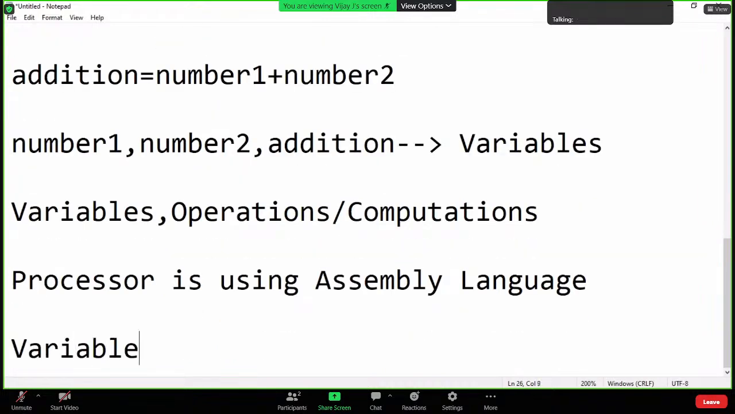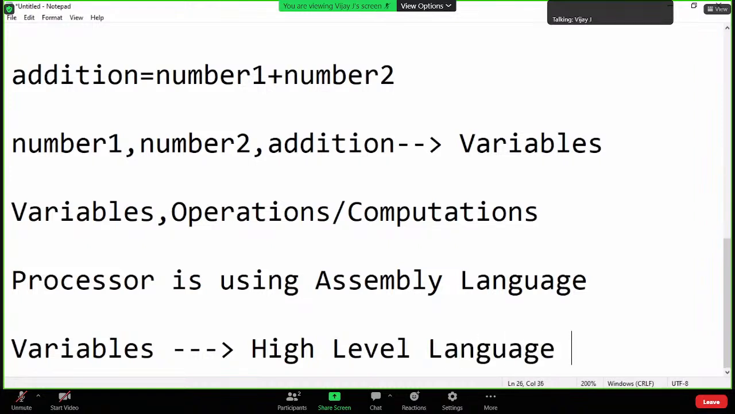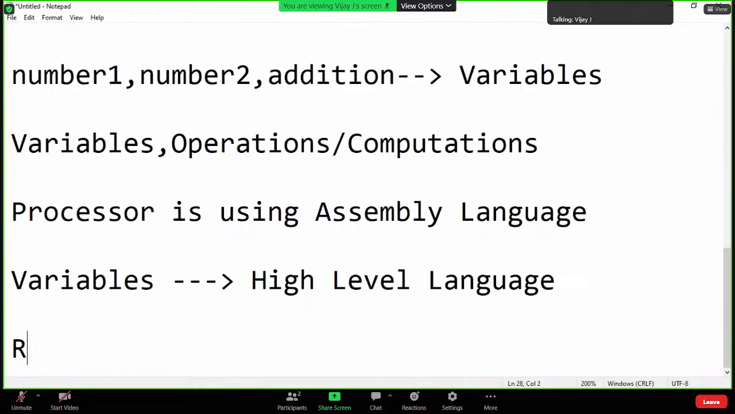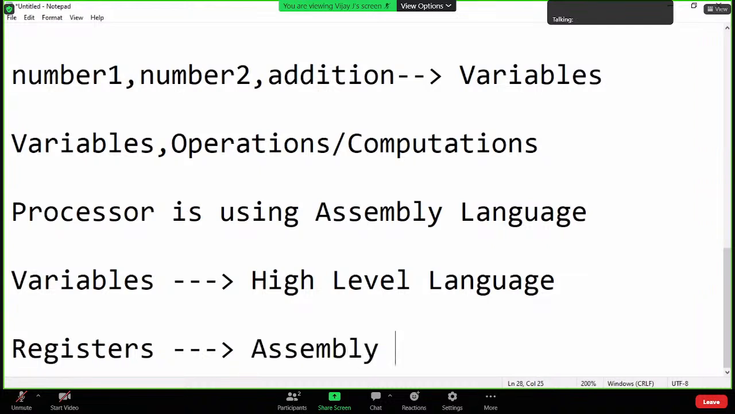Like previously, we talked about variables, right? We can find variables in a high level language. Suppose you are writing a program in HTML, or in C language or Java language. Already I told you that these are high level languages. So in a high level language, if we want to store some information, we can use variables. But in assembly language, we can find registers. Registers are available in assembly language.